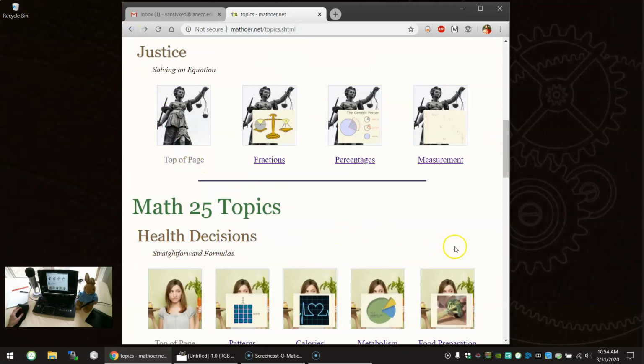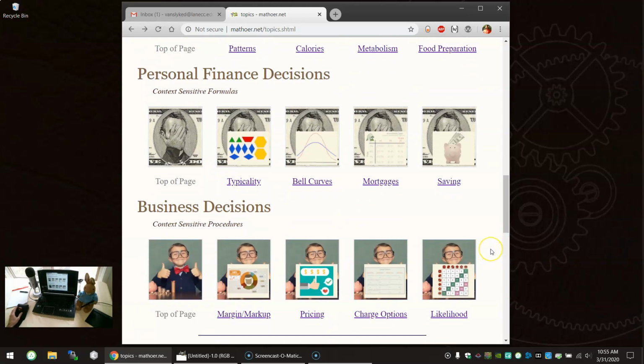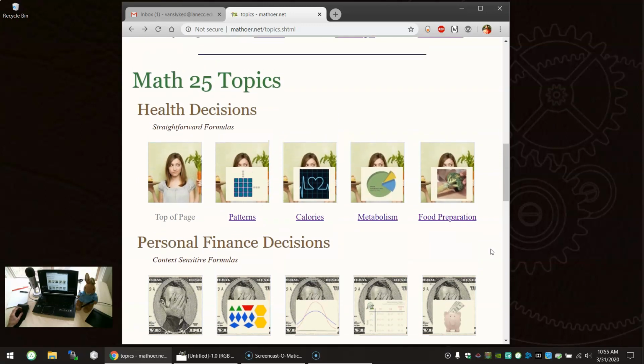If you are a Math 25 student, things look more traditional. The Math 25 topics deal with health decisions and personal finance decisions and business decisions. These are also, however, sorted in a nice way. The health decisions that we study are not only the ones that apply most in real life and your degrees and programs and majors care about the most, but they all involve straightforward formulas. You plug things in and get answers out. This is a nice, relaxed way to start Math 25 because you already have plugged things into formulas. You know this game.